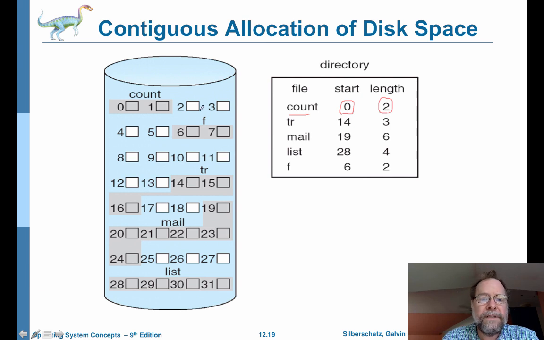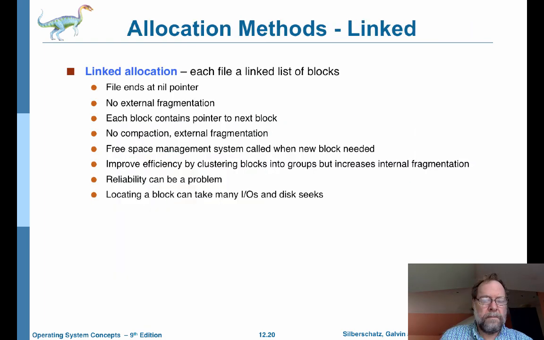So this file count starts at 0 and extends for just one more, a total of 2 blocks. So this is where the blocks that contain the contents of count are stored. And if you look at this file called tr, it starts at block 14 and runs for a total of 3 blocks. So here's tr down here, and so on. So the scheme is quite simple. You can see that you've got some unallocated sections of blocks here, the white ones in the diagram, but it's quite simple.